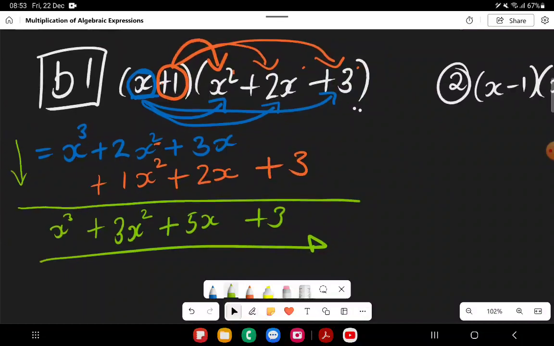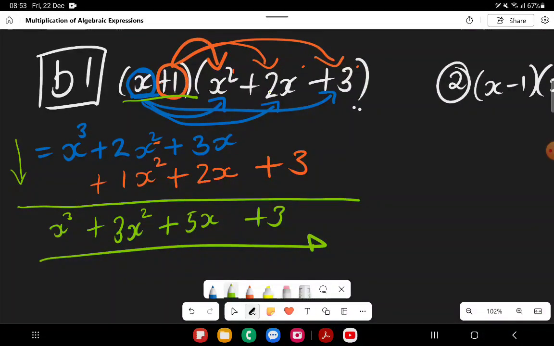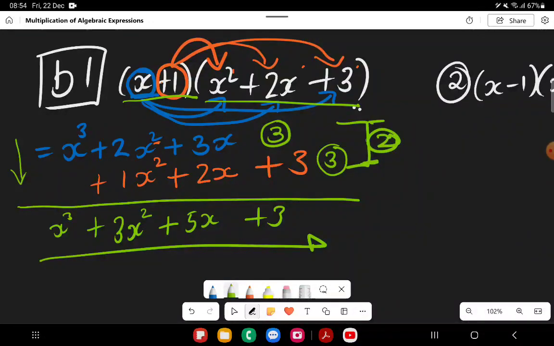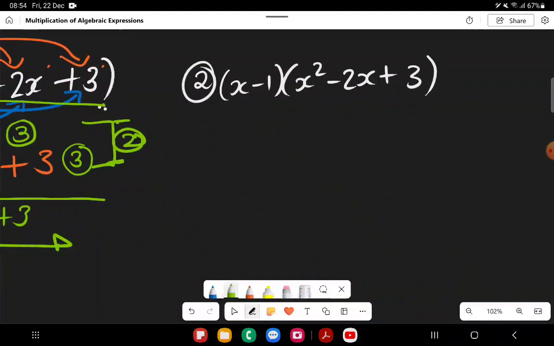So in order to multiply a binomial with a trinomial, you are going to distribute the binomial. Again, notice there's 3 items here for the trinomial and 3 here for the trinomial. And there's 1 here and 1 here for the binomial. So the binomial is multiplied by the trinomial, and we end up with an answer of 4 different terms. Let's do question 2.